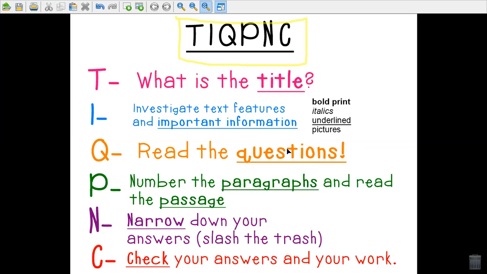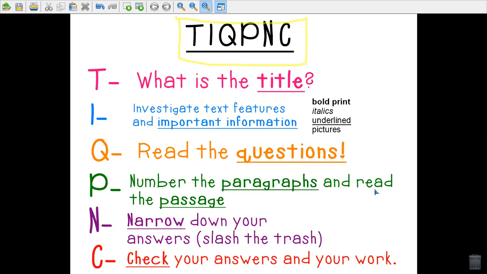The next thing we do is Q, read the questions. A lot of people say, that's really weird. Why would you read the questions first before you even read the story? Well, if you're reading a story and you have questions that go with it, you need to know what the questions are going to ask you. So you always, always, always read the questions first.